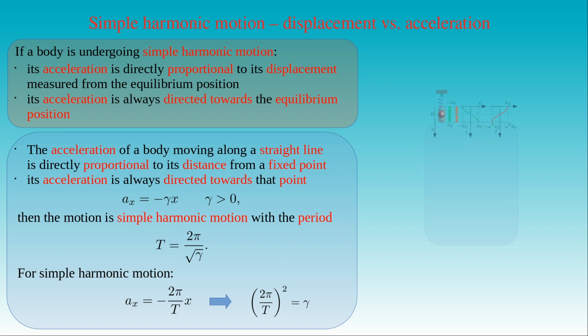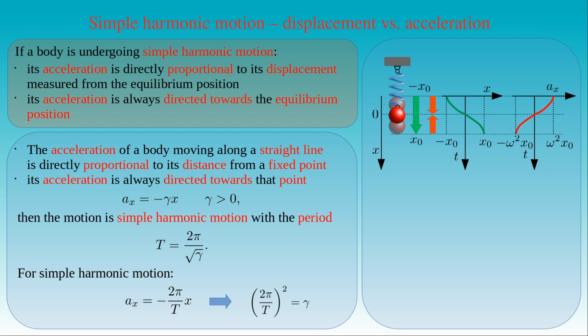In this figure, we illustrate the relation between the amplitude and the acceleration of a spring oscillator with the maximal amplitude x0 and the angular frequency omega. Here we follow the motion of the oscillating body from its turning point at the displacement minus x0 to the turning point at x0. This motion is indicated with the green arrow pointing in the positive direction of the x-axis.